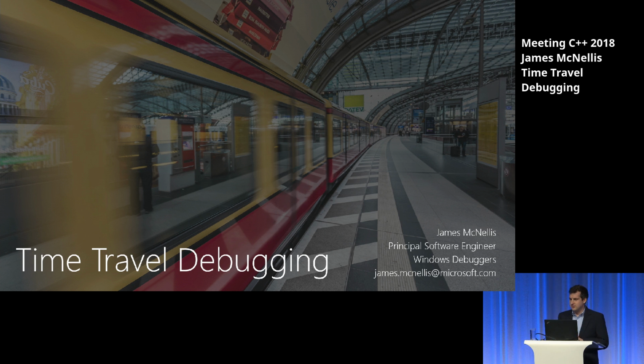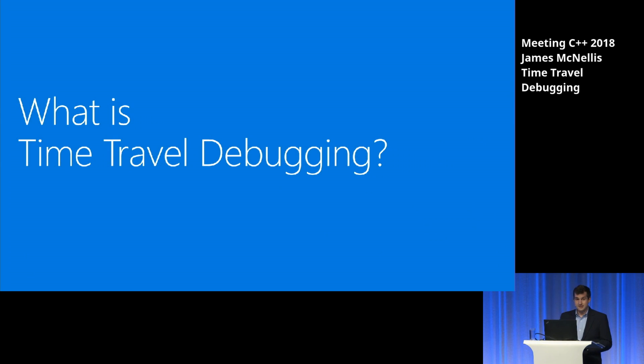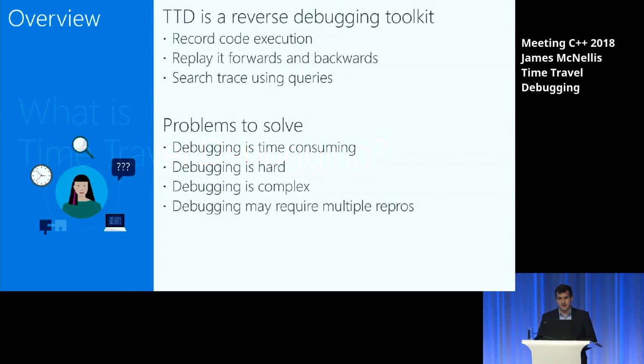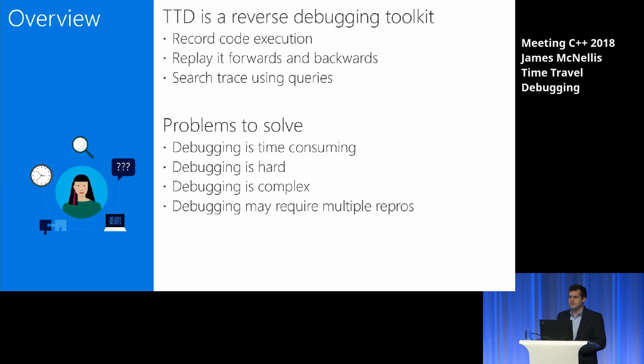So with that, this talk will consist almost entirely of demos, but I have a few slides to start with to set the stage. So first, what is time travel debugging? Time travel debugging, or TTD as we abbreviate it, is a reverse debugging toolkit. And you can use it to record execution of a program as if you were recording a movie of everything that the program does, every instruction that is executed inside of the program. This recording gets stored into what we call a trace file.